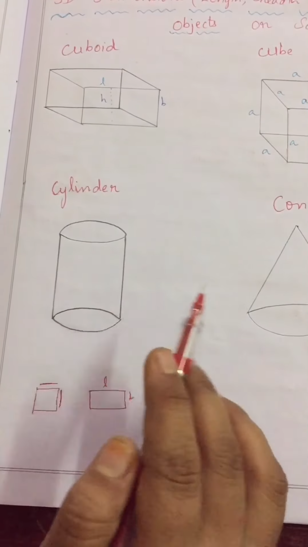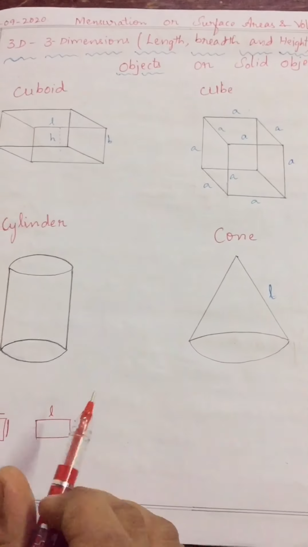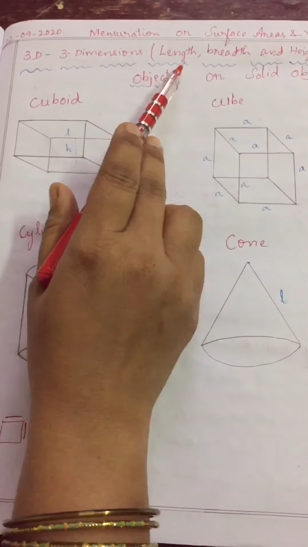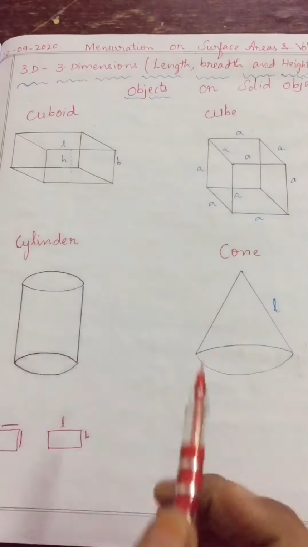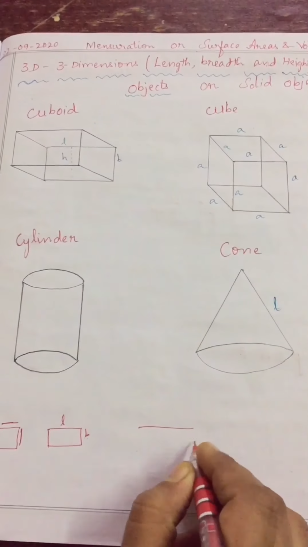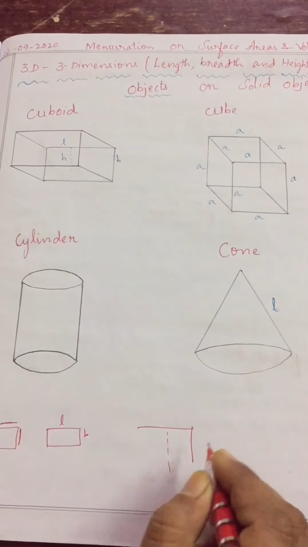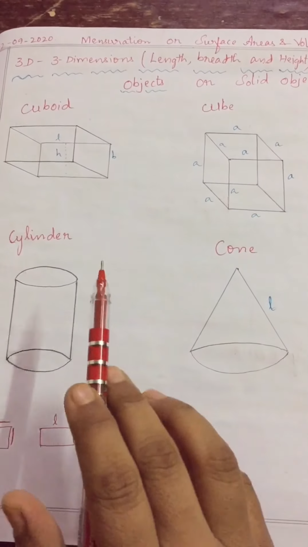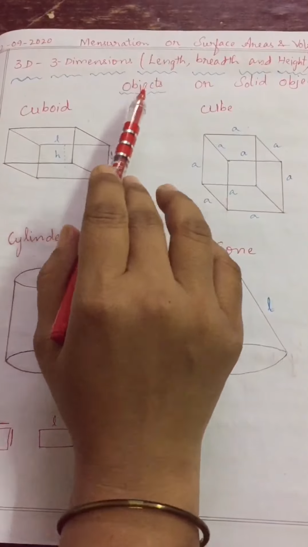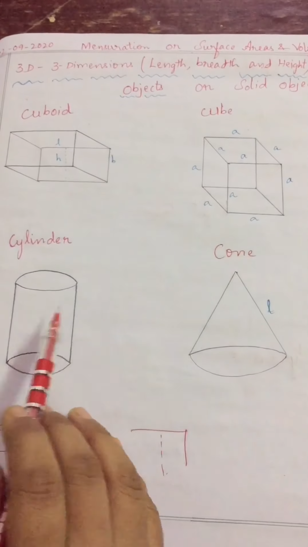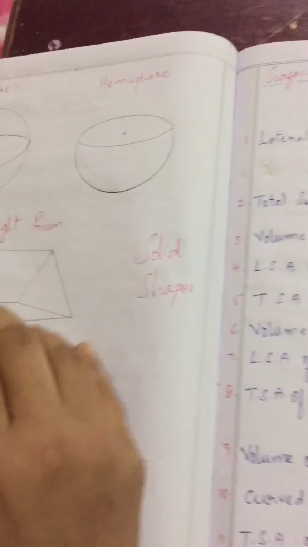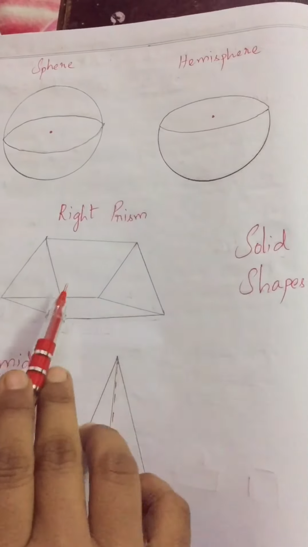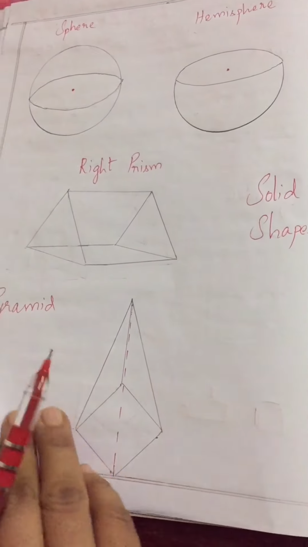Cube, cuboid, sphere, cylinder will come under 3D objects. 3D means three dimensions, which has length, breadth and height. This is length, this is breadth and this is height. Three measurements will come. So in today's class we will learn about 3D objects, which are nothing but cube, cuboid, cylinder, cone, sphere, hemisphere, right prism and pyramid.